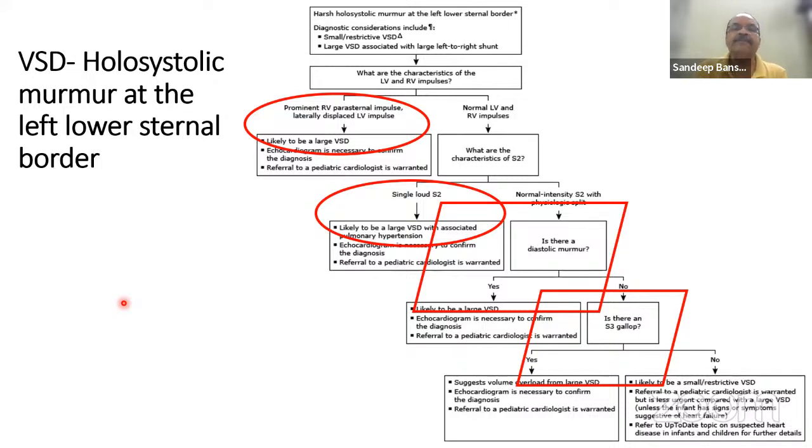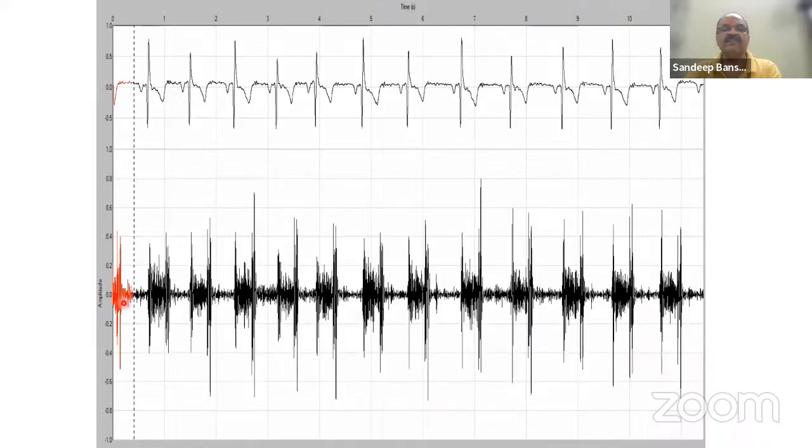Then we should be looking at the prominent RV parasternal impulse and LV lateral impulse. And finally, when the pulmonary arterial hypertension starts to set in, we get a single loud second heart sound.